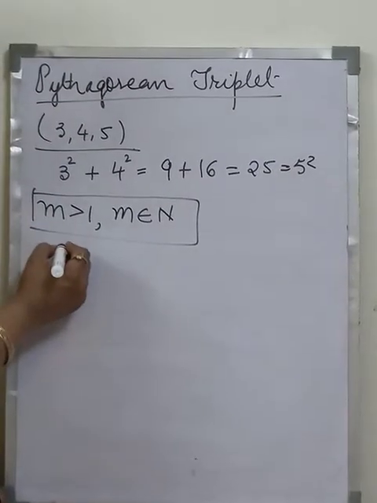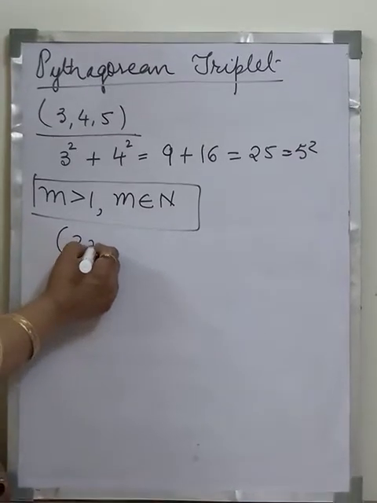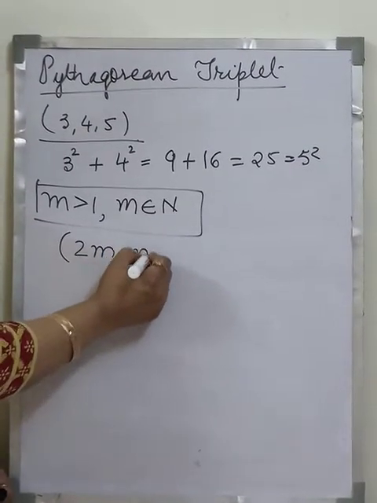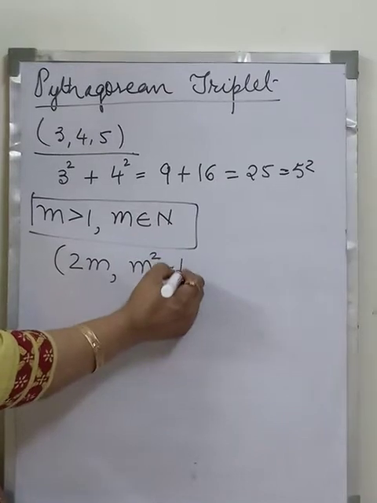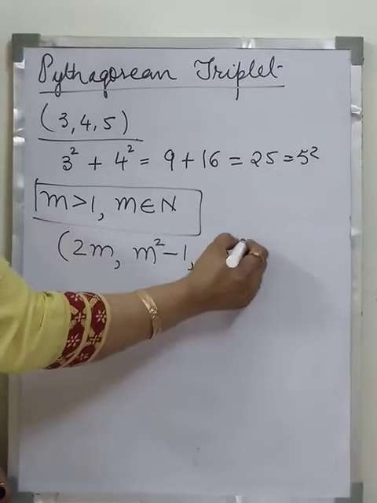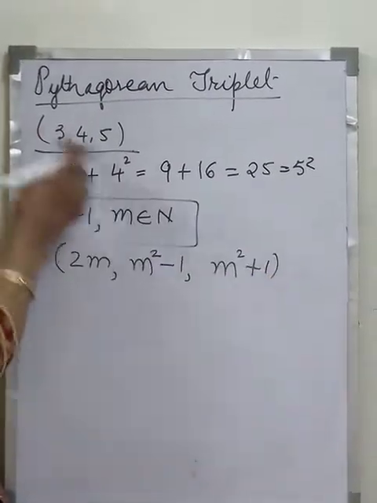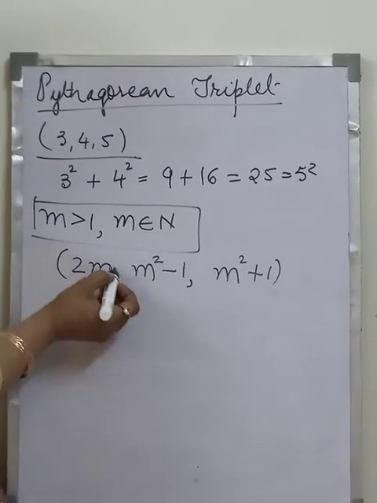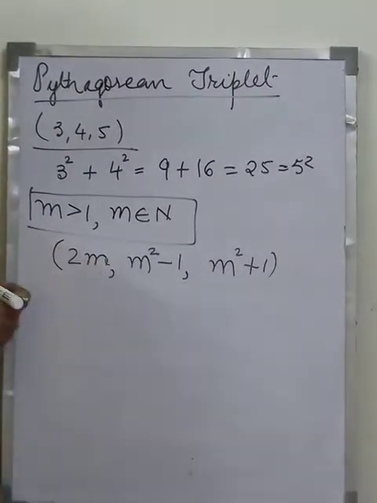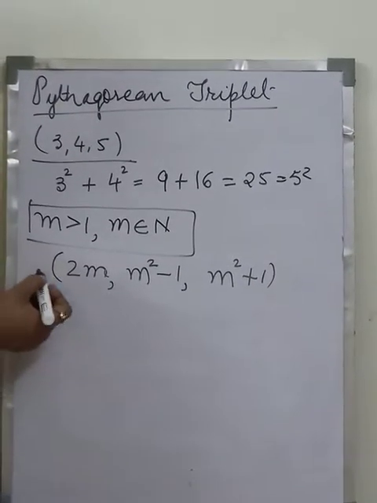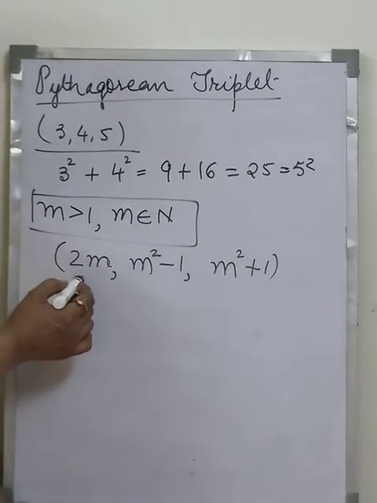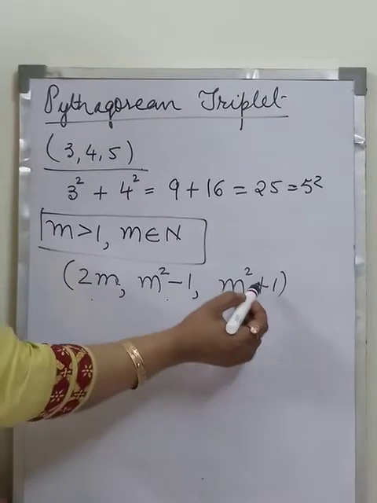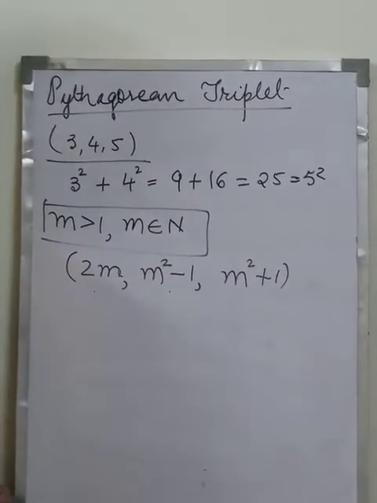Then what is the Pythagorean triplet? It is 2m, m squared minus 1, m squared plus 1. So we don't have to calculate it here. If we know any one among these three, we can find the rest too. So what is the standard Pythagorean triplet? It is 2m, m squared minus 1 and m squared plus 1.